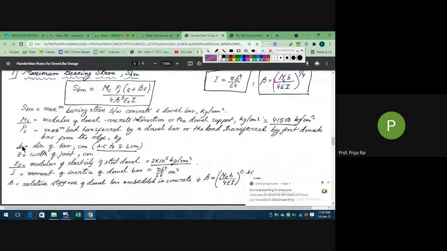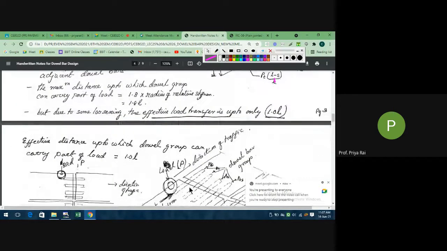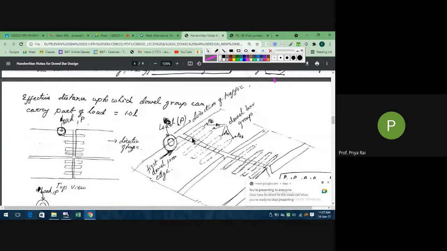B is what? B is the diameter of the bar in centimeter, and this is the design value or specification. We have to assume a B value between this range, 2.5 centimeter to 3.2 centimeter. Z is the width of the joint. Width means which width? This gap. This is the joint, this is your width of joint, the transverse joint.